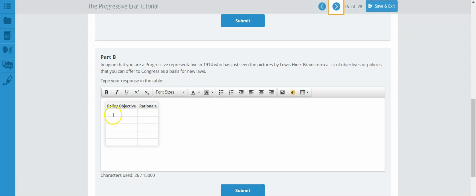For example, you may say that children should not be working more than 5 hours per day, and okay, so that's a good point. Your rationale will be that if they work more than 5 hours per day, they cannot go to school, and they lack the opportunity to get an education and better themselves, maybe to a better job. And then once again, you need to provide another policy objective, and you also need to provide a rationale.